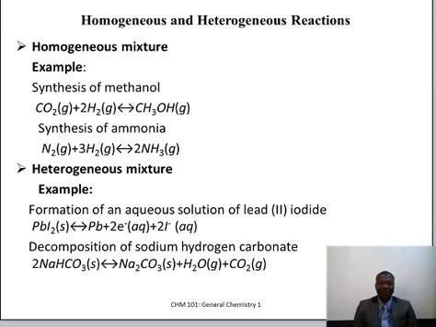Now, let's look at homogeneous and heterogeneous reactions. In reversible chemical reactions, the forward and reverse reactions are competing with each other and have different reaction rates. The rates are dependent on time and on the concentration of the reactants and products. Chemical equilibrium occurs when the rate of the chemical reaction is equal in both directions.